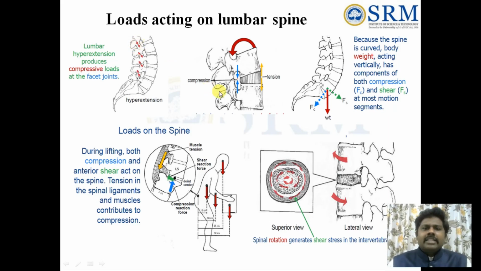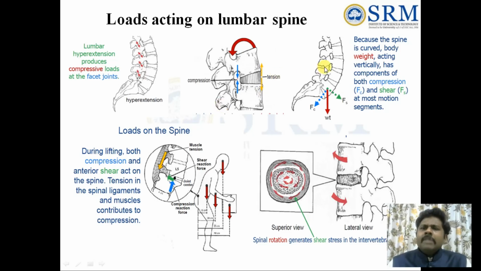Next case, the intervertebral disc. If I am taking one vertebra and at the bottom there is another vertebra, here there is a compression, here there is a tension. If a rotation is done in this manner, it will go for a compression at this point and tension at this point. Same thing, if I go in this direction, here it will go for a tension and here it will go for a compression.